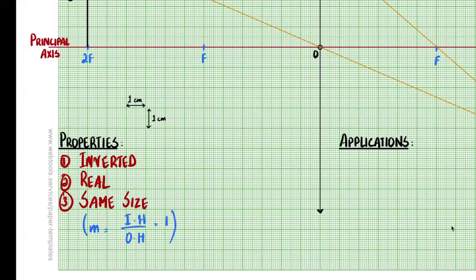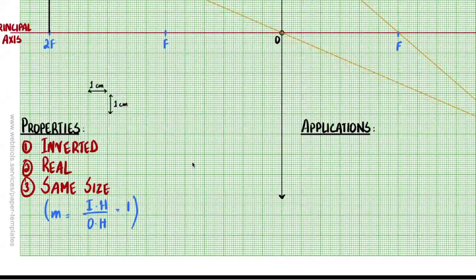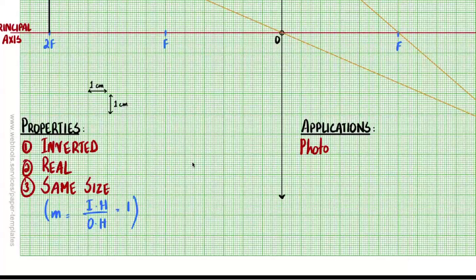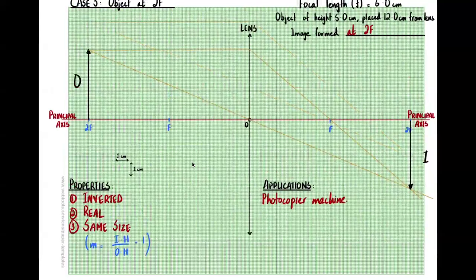All right. Applications. So where is this case used, where we have the object placed exactly at 2F, is it's used in a photocopier machine where it's fed a digital image, and again, by image, I just mean that data, and it needs to recreate something of the same size. So that's where we use this lens.